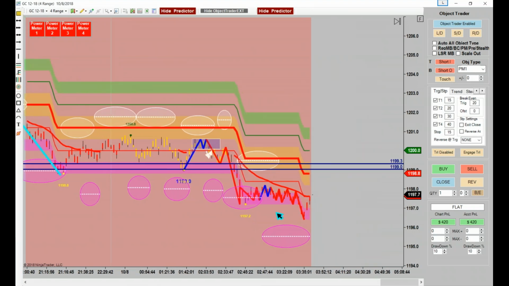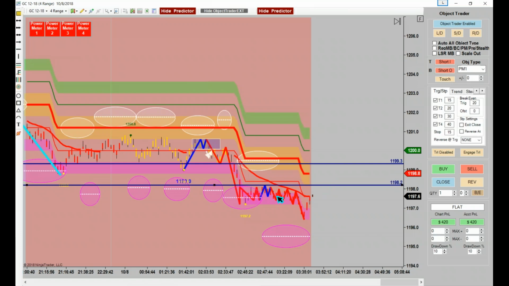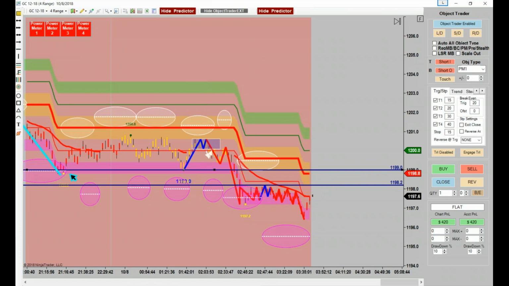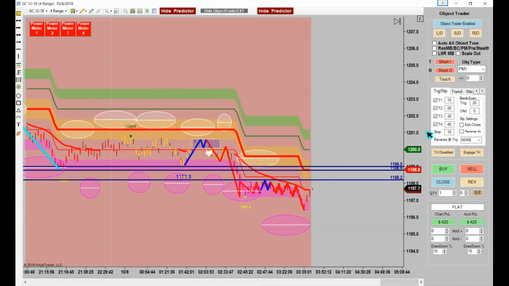Okay, here we go. See how it just barely took out the low. Now you've got a swing right across here. Okay, they haven't checked here. They haven't checked here. I like to draw lines on my chart. So this is actually a little sweet spot to me.